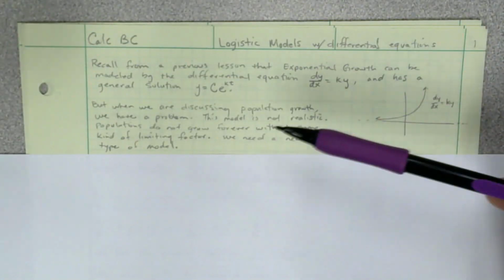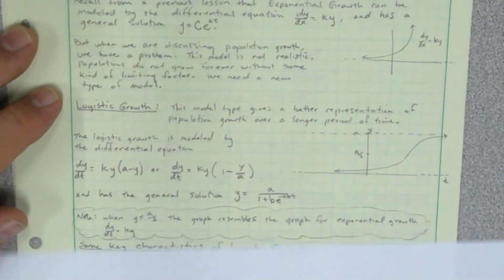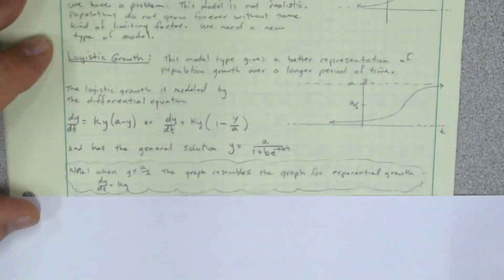But when we are discussing population growth, we have a problem, and it's this: the model is not realistic. Populations don't grow forever without some kind of limiting factor. So we need some kind of new model to mimic this one, and that's the logistic growth. So here's the logistic growth model.